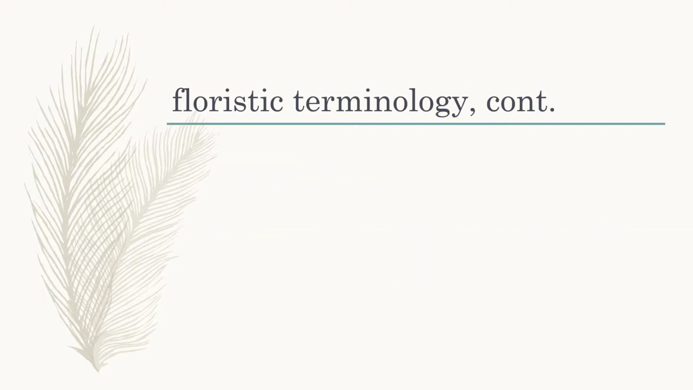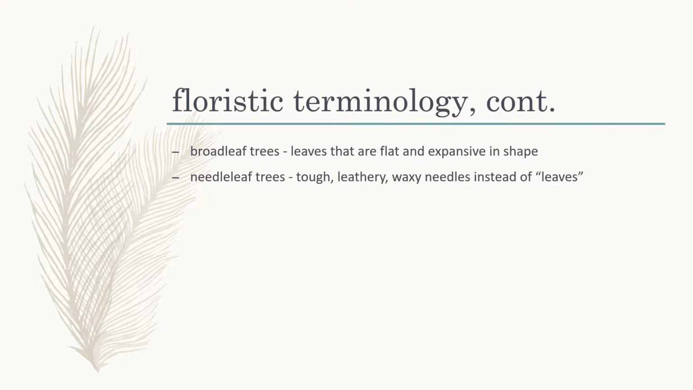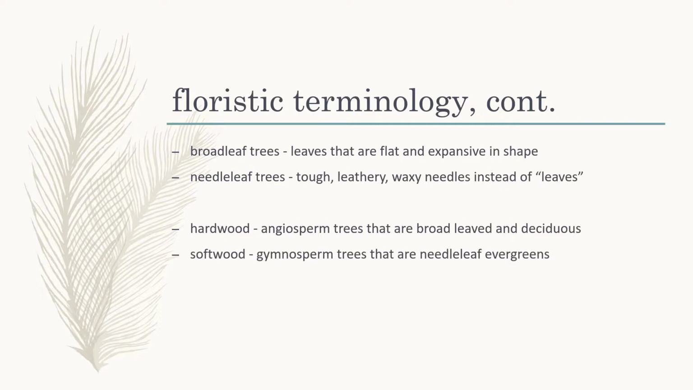There are two types of leaves that trees may have. Broadleaf trees have leaves that are flat and expansive in shape, while needle-leaf trees have tough, leathery, waxy needles instead of traditional leaves. Hardwood and softwood trees are not hard or soft like one would imagine based on their names. Hardwood trees, rather, are angiosperm trees that are broad-leaved and deciduous, while softwood trees are gymnosperm trees that are needle-leaf evergreens.